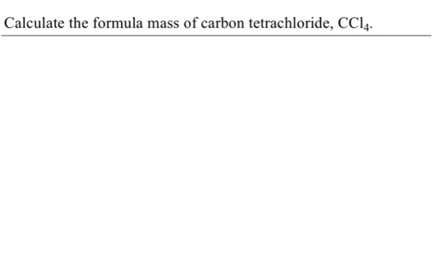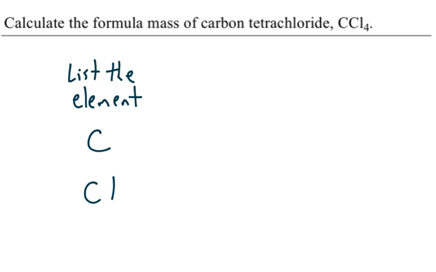So let's start by finding out how to find the formula mass of carbon tetrachloride. The formula mass will be the mass of the entire compound. What I'm going to ask you to do now is to be organized until you get to do this quicker. The first thing you want to do is list the elements. Each element is a capital letter. So carbon tetrachloride has two elements. It has carbon and chlorine.